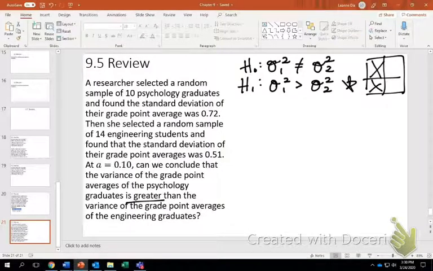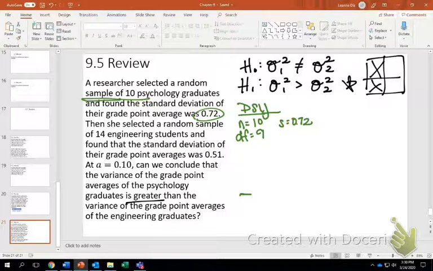Now I'm going to create just a quick little table so that I have all of my pieces, just like I did with the previous problem, so that I know what piece goes where. I put all my psychology information together, and I wrote down the sample size, which was 10, and subtracted 1 for the degrees of freedom. The other thing it gave me for psychology was that the standard deviation of the grade point average was 0.72.